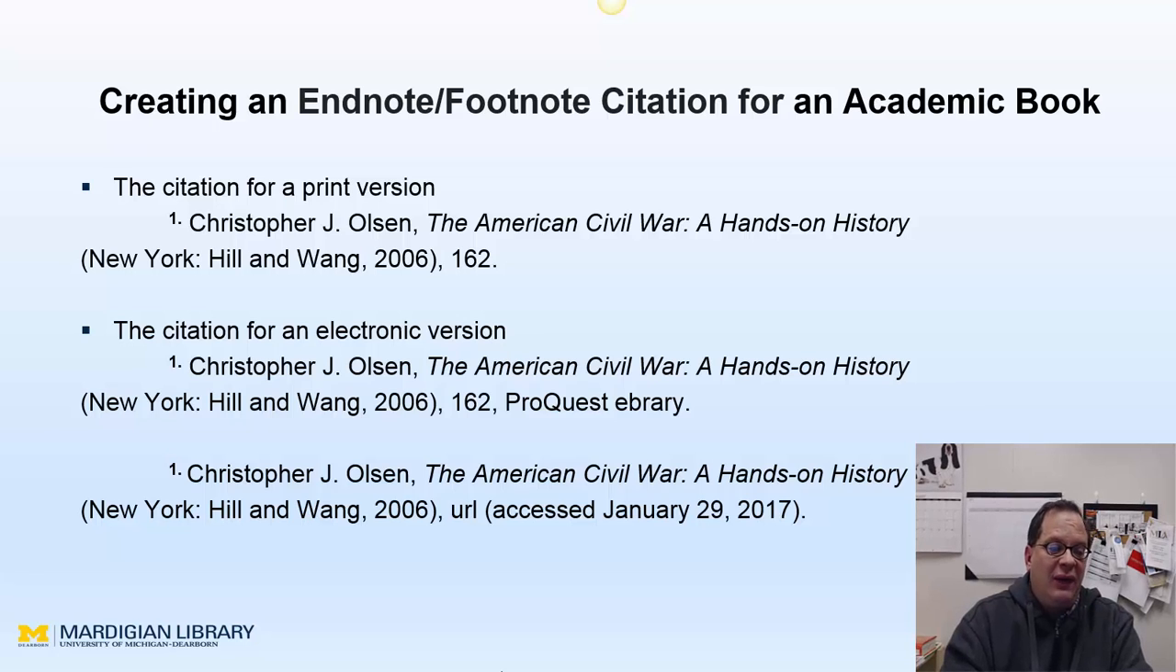Now, with the last citation here, this is if you find something freely available on the internet. Okay? You would need to then include the URL and then the date the item was accessed. This is if it's a book. Okay? And we have found it freely available on the internet. We then provide the URL and then the date it was accessed. Okay? So these are some simple instructions for creating an endnote or footnote citation for an academic book.